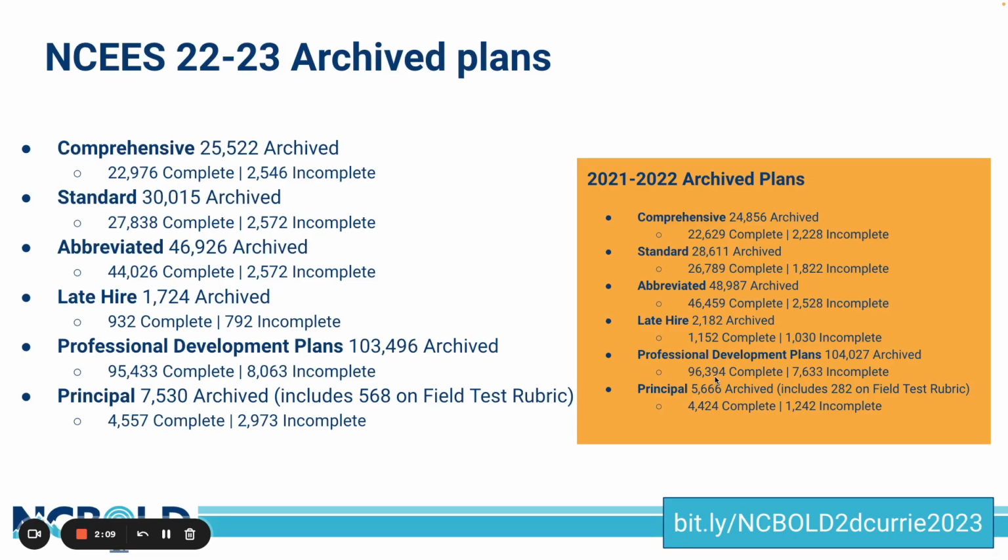So let's recap last year. How did last year end? At the end of the 22-23 school year, you can see about how many plans were archived in each of the comprehensive, standard, abbreviated, late hire, PDP, and principal plans, and you can compare that to the previous years. Some of those incompletes are due to teachers leaving the school district, or someone leaving before they complete their summary, or something of that nature. But those are the numbers from last year. You're free to look at those at any time.